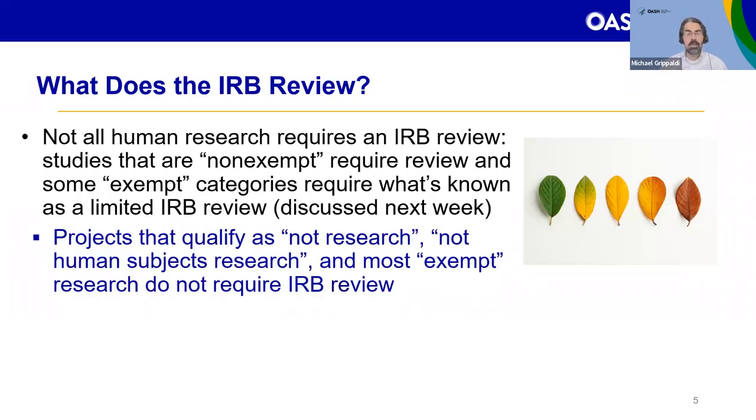Projects that fall into the categories of not research or not human subjects research, as well as the majority of the exempt categories, do not require an IRB review. It is possible, however, even though the regulations do not require it, that an institution might decide under certain conditions to still have some sort of ethics review that might resemble an IRB review for research that falls into one of these categories. The regulations provide a floor for protecting participants, and an institution is free to raise that floor or add additional requirements as they see fit.